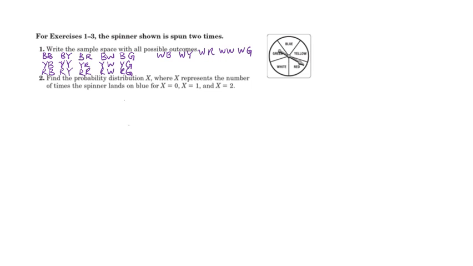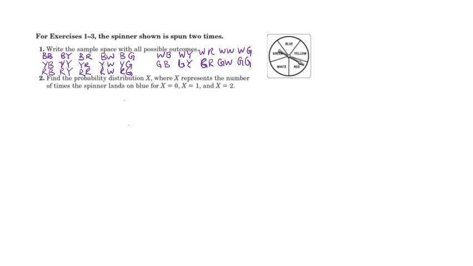And then finally, it could be green and then blue, green and then yellow, green and then red, green and white, and then green and green. So those are all the different possibilities if I spin it twice. So I spin it, and I could get yellow, spin it again, then maybe green. All the different choices of possible outcomes could be here.